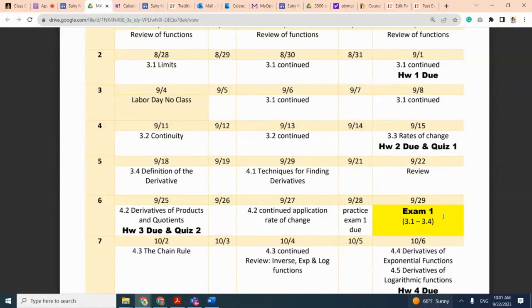Homework 3 and quiz 2 are due Monday, and then I will do a quiz on Tuesday. We can look at the quiz 2 mistakes on Wednesday. Over this weekend, please do the practice exams. I will show you what the practice exam is. First of all, let's finish section 3.4.